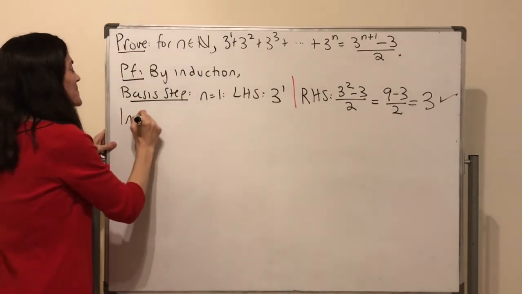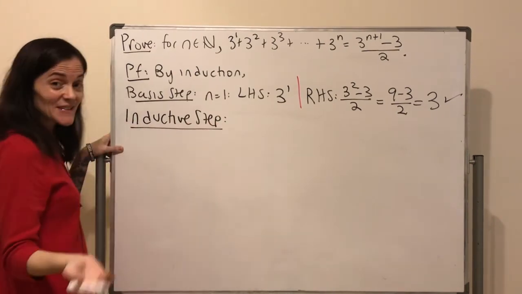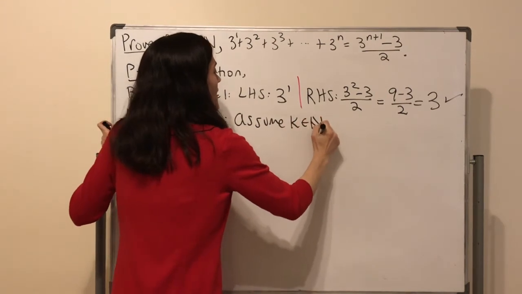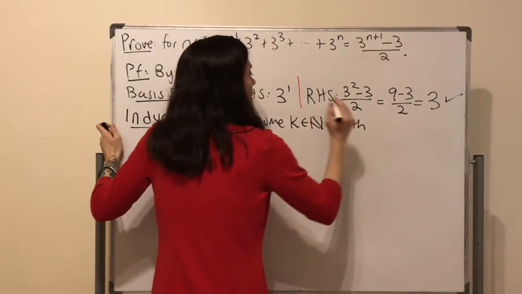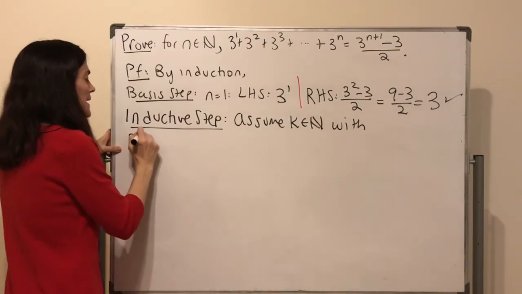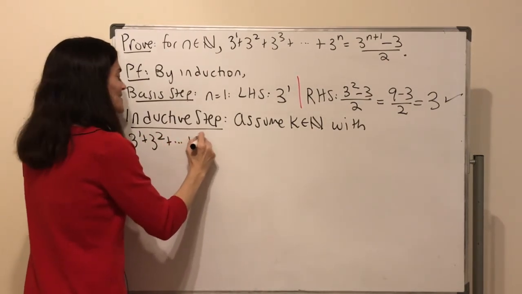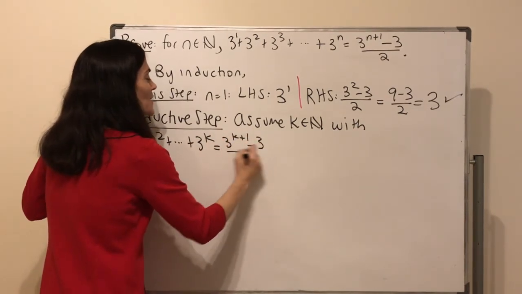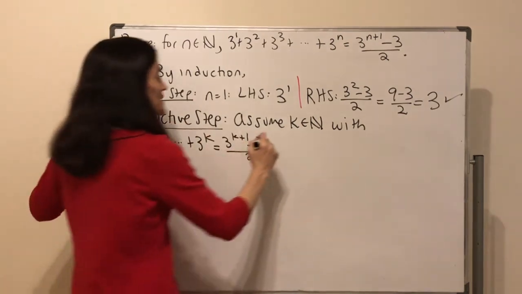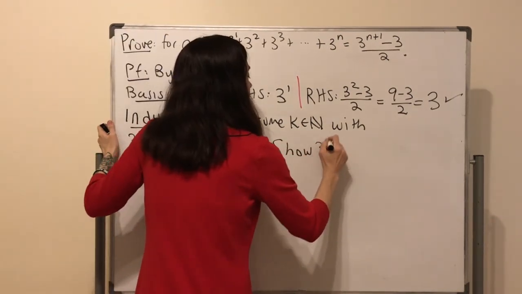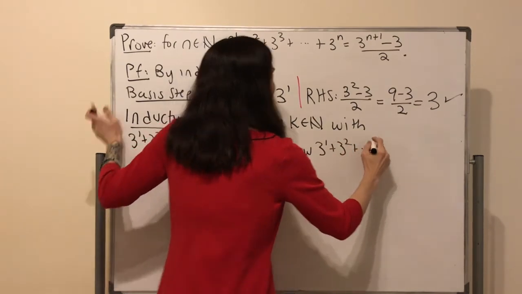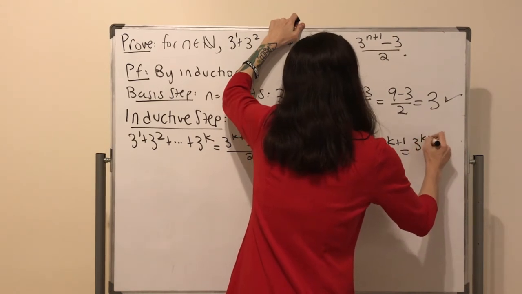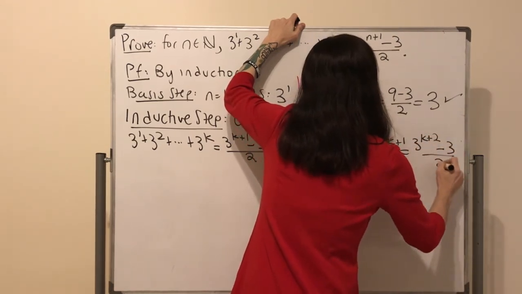Now for the inductive step. We assume k is a natural number with 3 plus 3 squared out to 3 to the k equals 3 to the k plus 1 minus 3 over 2. And then we want to show 3 plus 3 squared out to 3 to the k plus 1 is 3 to the k plus 2 minus 3 over 2, period.